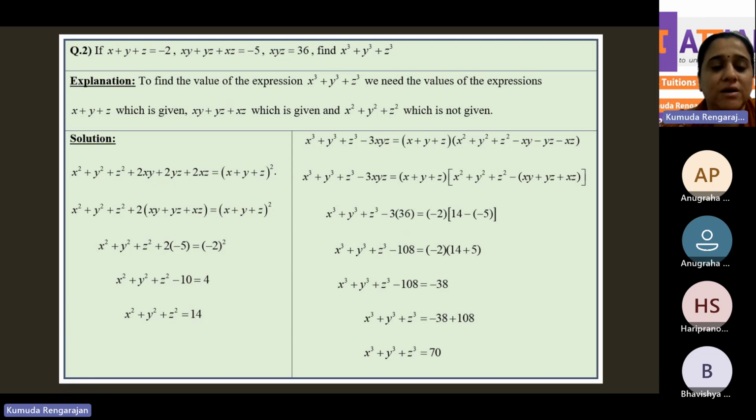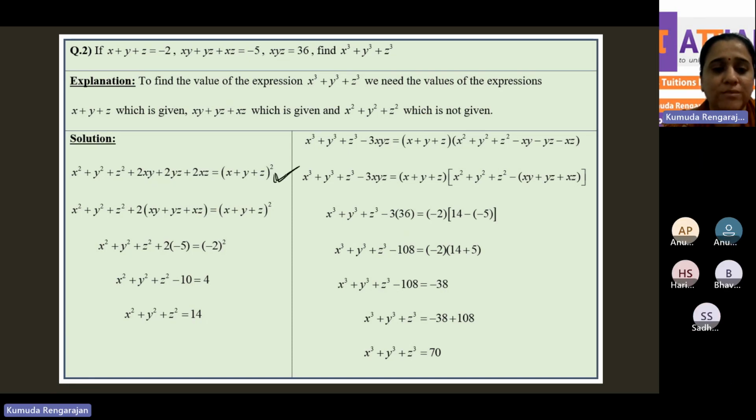See, children, because we learn the identity in this form, you can write this also straight away. Not that you must write this and then this. I'm writing the identity the way we learn it. We normally say this way, right? x square plus y square plus z square plus 2xy plus 2yz plus 2xz is equal to x plus y plus z the whole square. So I'm just writing that and then showing that I'm taking out 2 common. You can write this straight away if you want.